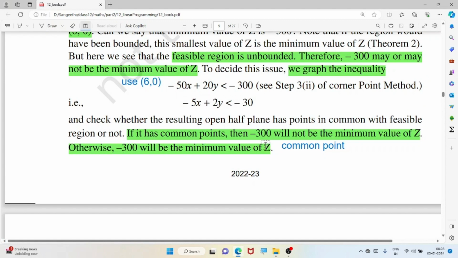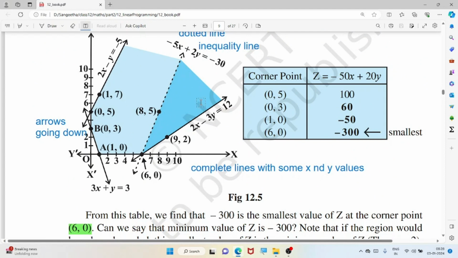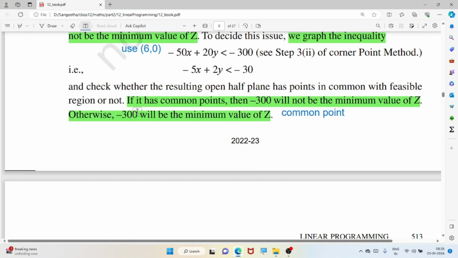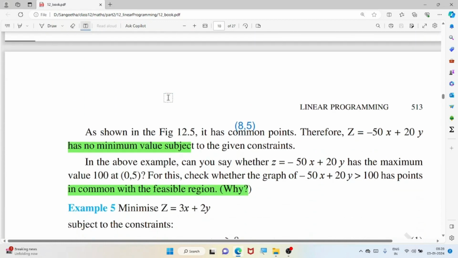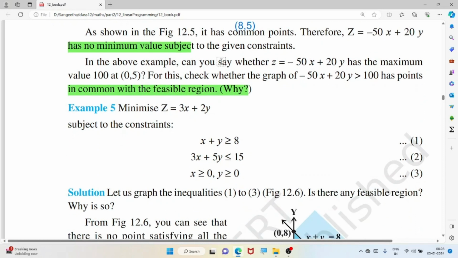Because it has common points, this line and the unbounded region, from this place to this place, have a common point. Since this line and the unbounded region have a common point, this is not the optimal solution. So minus 300 will not be optimum. This is based on that theorem, the three theorems. Common point, so there is no minimum value for this objective subject to the given constraints.